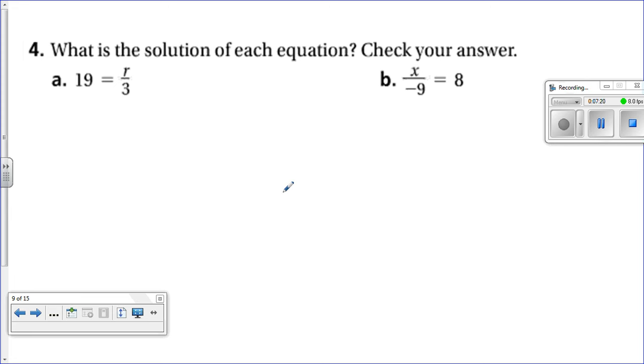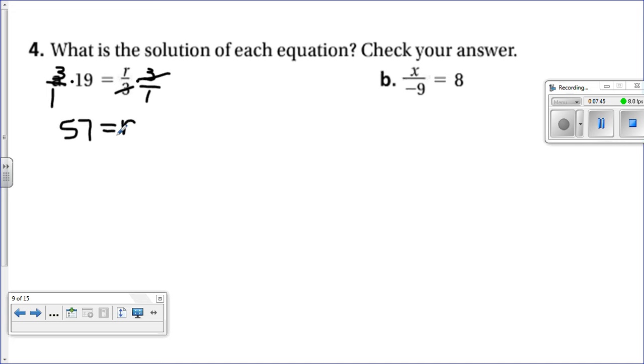Now this one, it says check your answer. So how do we check our answer? We're going to do it on this one. So we multiply by 3 over 1. Multiply over here by 3 over 1. These 3's cancel. We're left with r equals whatever 19 times 3 is, which is 57.